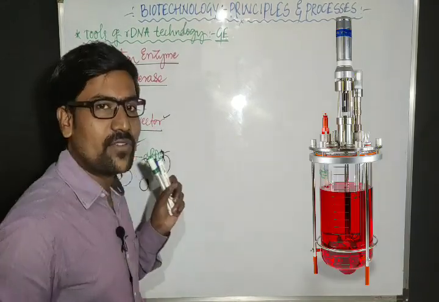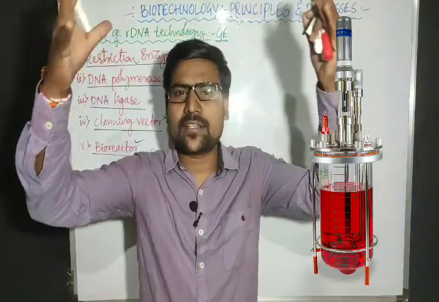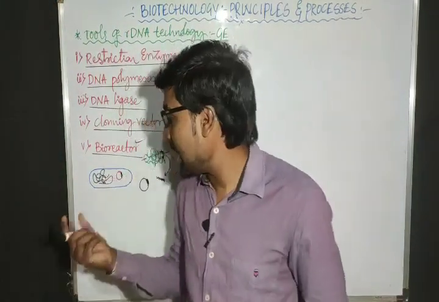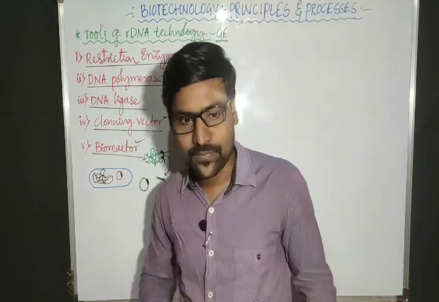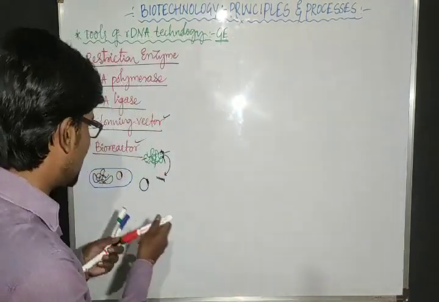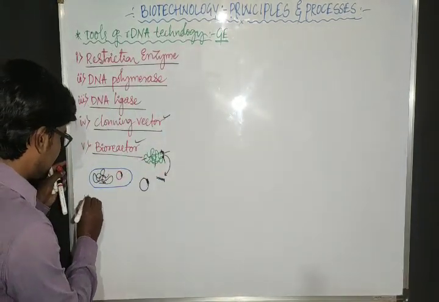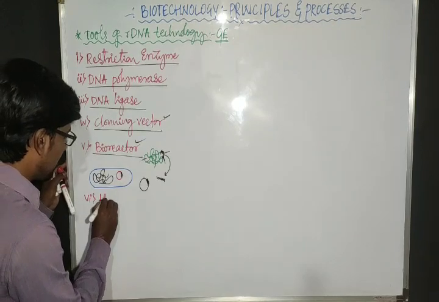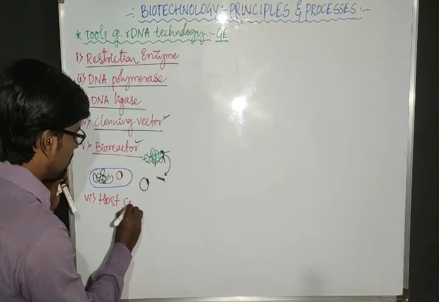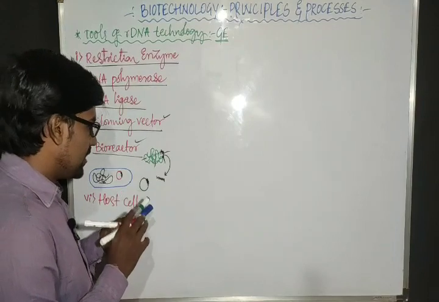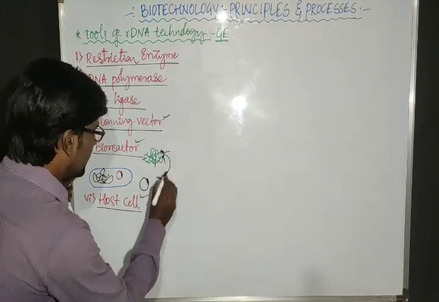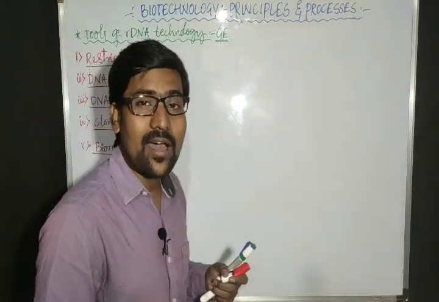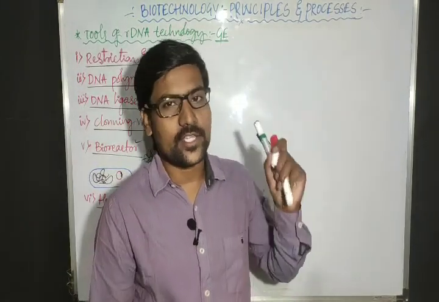Those chambers we refer to as bioreactors. Bioreactors are huge tanks. Inside the tanks we are growing the selected host cells. So this is the host cell. And the sixth major one is the host cell. Yes. So totally we have 6 tools. 6 tools of what? rDNA technology or genetic engineering.